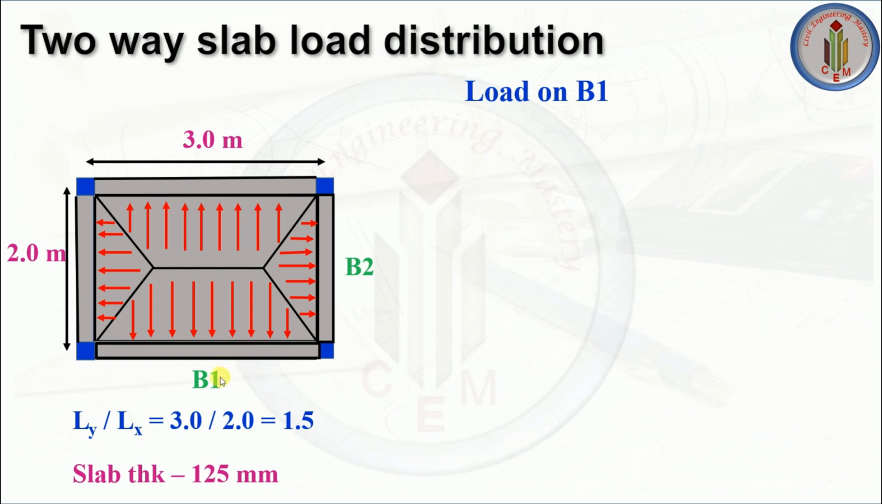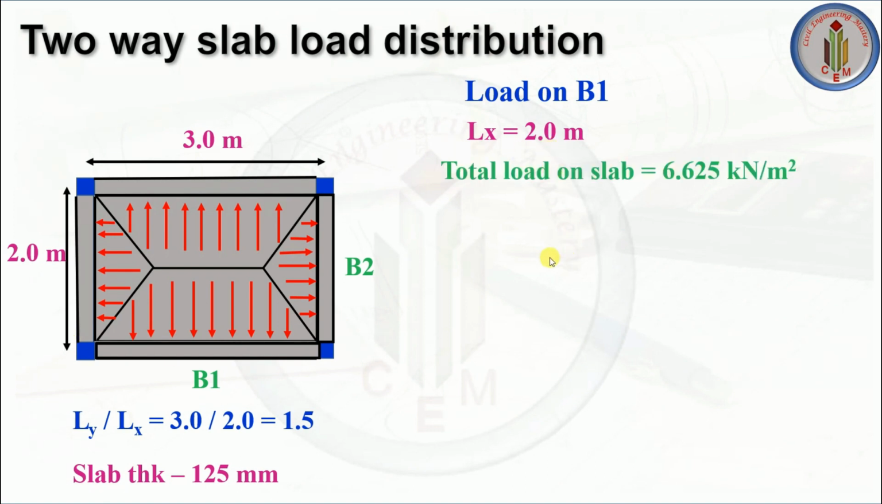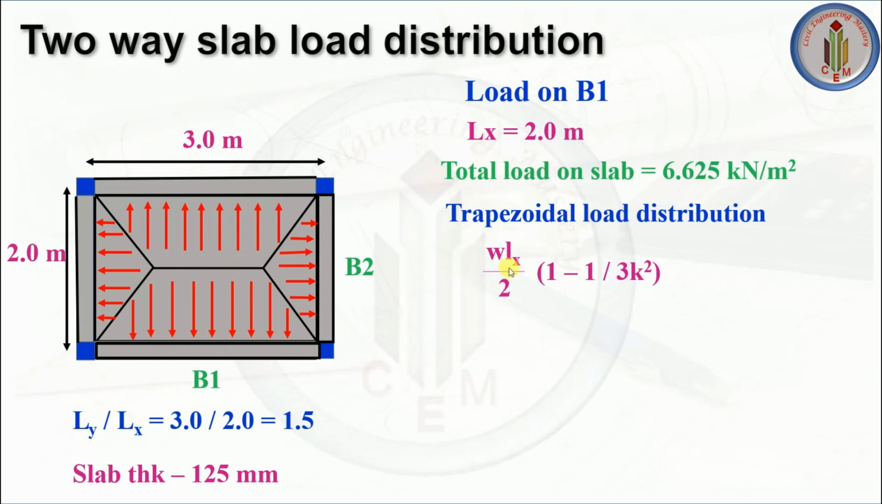Let's calculate the load on B1. How do we calculate this trapezoidal area load? So here Lx is 2 meter. As I said before, the span of the slab is always the shorter span only. Lx is 2 meter and total load on slab we know is 6.625 kilonewton per meter square. Trapezoidal load distribution we need to find out. So what is the formula for that? W Lx by 2 into (1 minus 1 divided by 3k square). Here W is the load, Lx is the shorter span and k is equal to Ly by Lx.